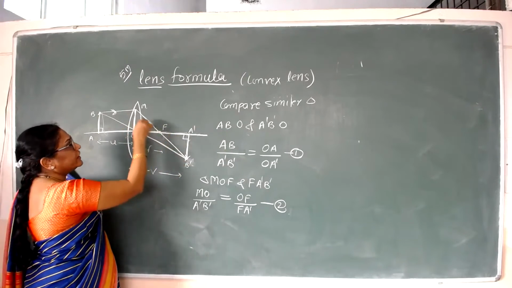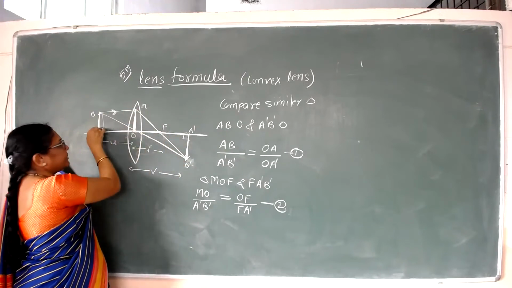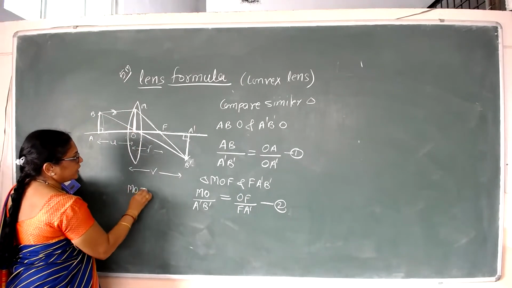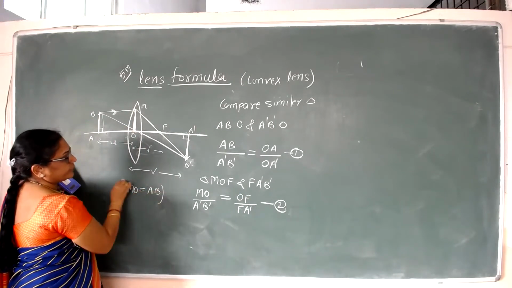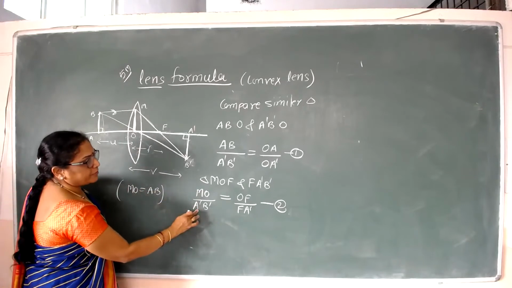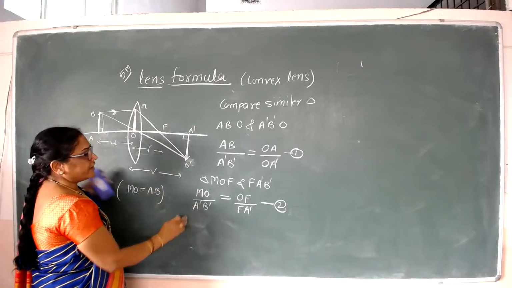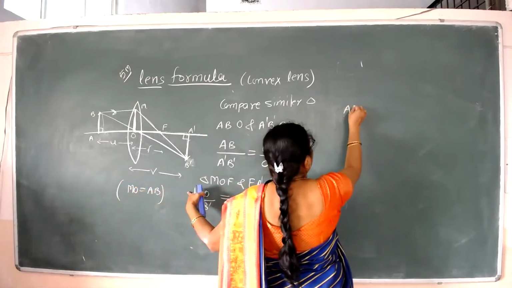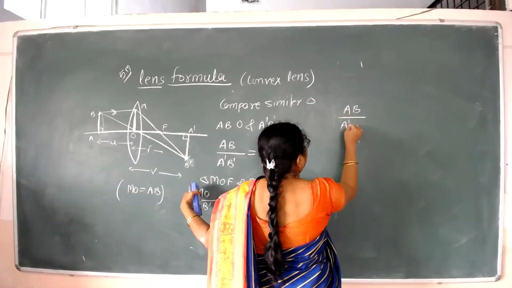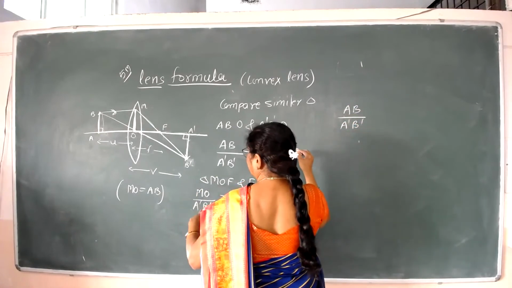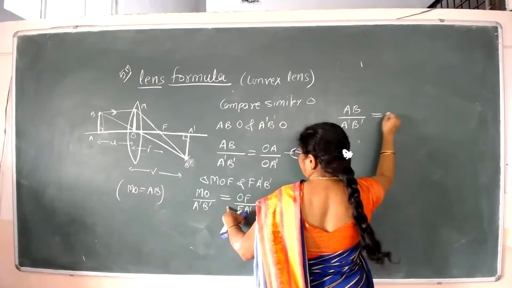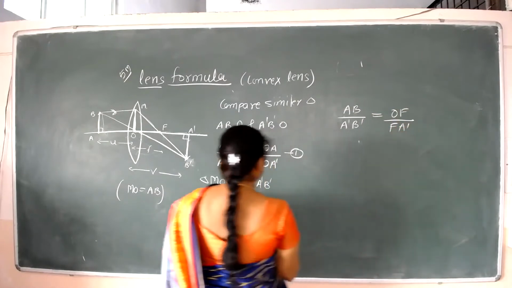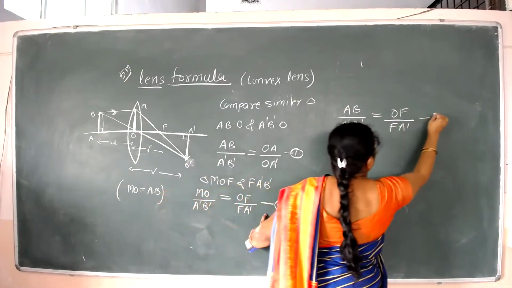Here, this MO and AB are both equal and parallel. Therefore, MO is equal to AB. Therefore, MO by A'B' is equal to AB divided by A'B', which is equal to OF divided by FA'. So we have equation number 2 and equation number 3.